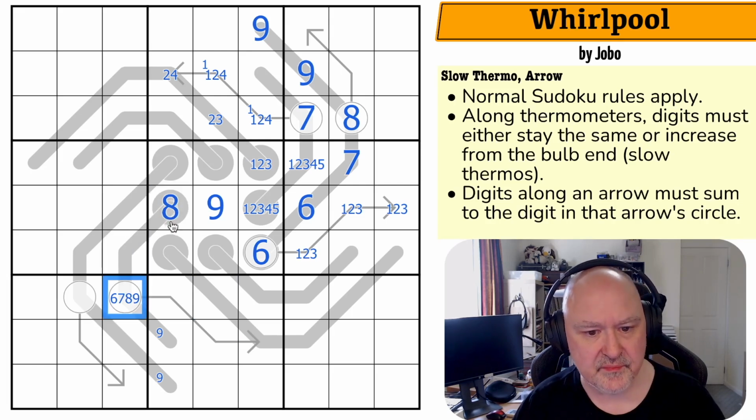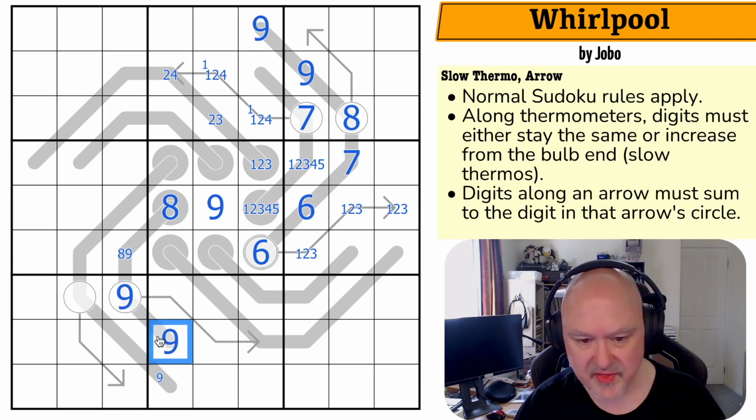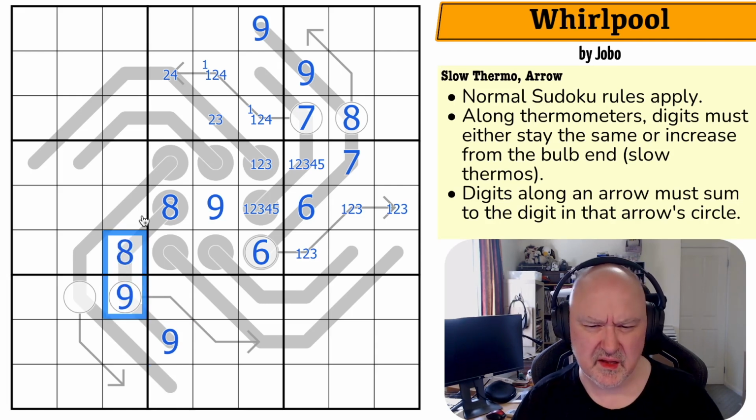Now, that means that this has to be higher than 8. This has to be 8 or 9, but this has to be higher than that digit. So that becomes the 9, that becomes the 9, and this has to be lower, so that's the 8 because it can't be the same. That's really clever.